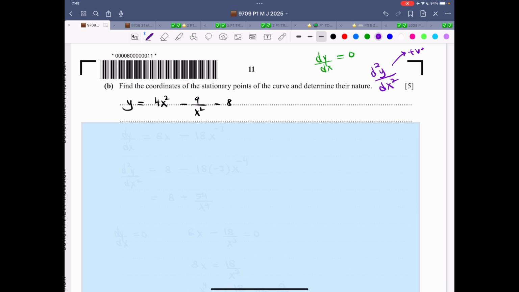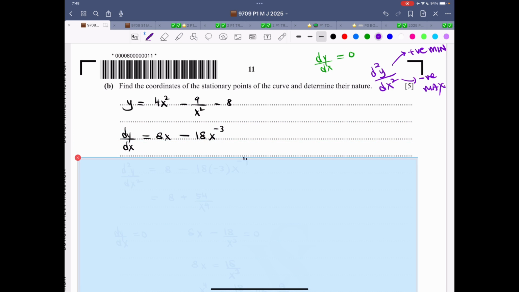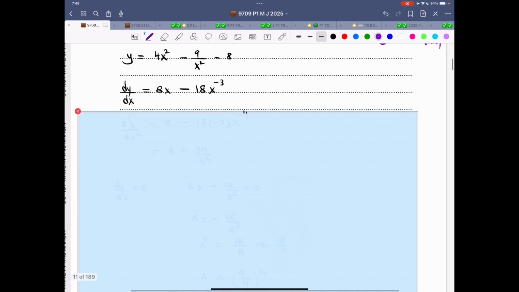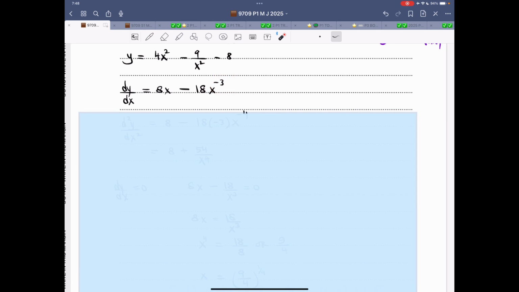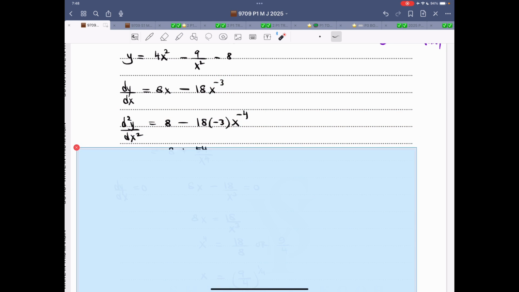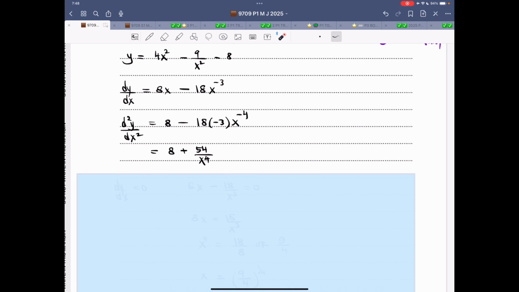If it's positive, it's a minimum. If it's negative, it's a maximum. So first things first, we already have dy by dx. That is the indices version. And then we again differentiate it and we have the second derivative. So now let me focus over here. That is dy by dx, that is this thing over here. And then we have the other version, that is the second derivative, that is this thing over here.